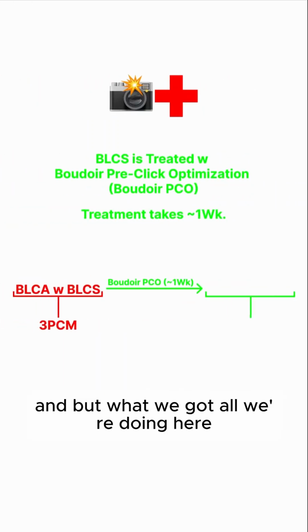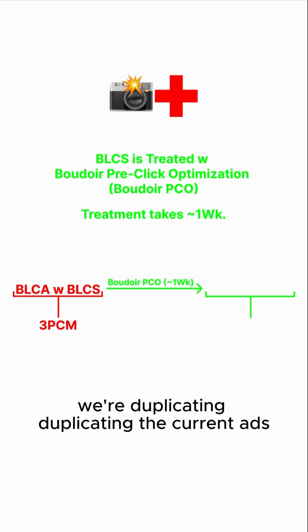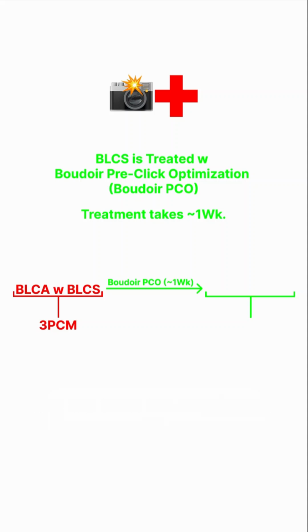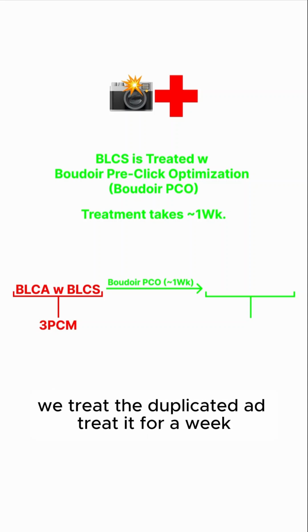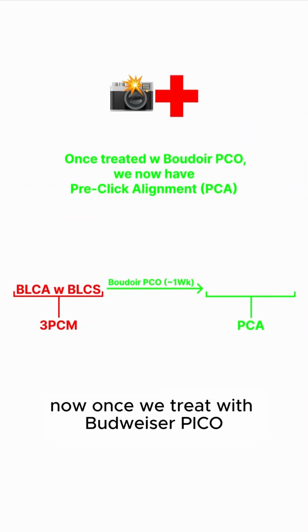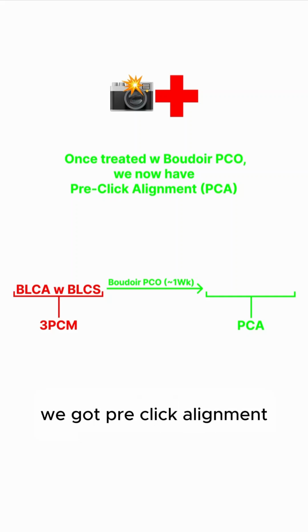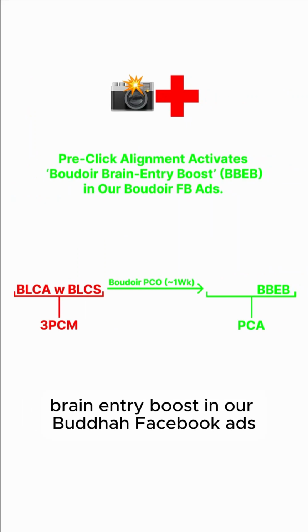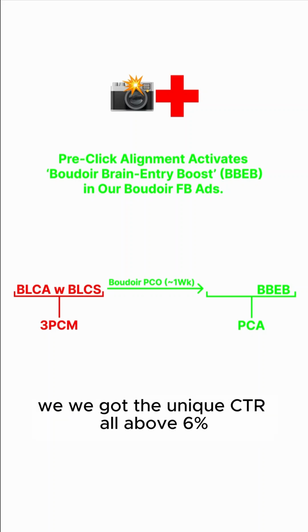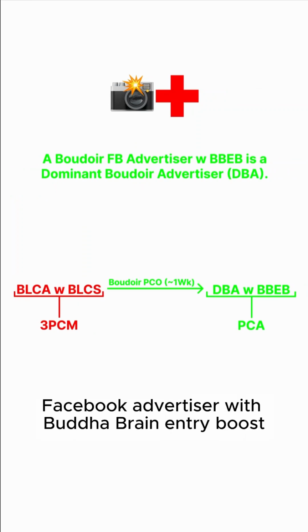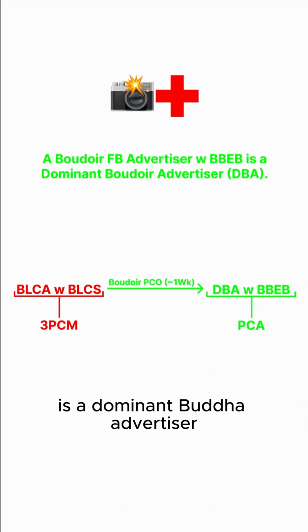And with boudoir Pico, all we're doing is duplicating the current ads, leaving them on or off, whatever they are, and we treat the duplicated ad. So we don't touch the original, we treat the duplicated ad for a week. At the end of the week, we keep whichever one has better metrics. Now, once treated with boudoir Pico, we now have pre-click alignment, PCA. So we get rid of the three pre-click mistakes, we've got pre-click alignment. And pre-click alignment activates boudoir brain entry boost in our boudoir Facebook ads. Basically, we've got the unique CTR all above 6%. And a boudoir Facebook advertiser with boudoir brain entry boost is a dominant boudoir advertiser, a DBA.